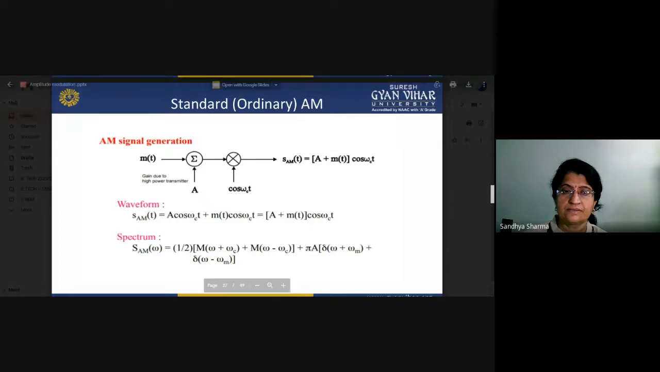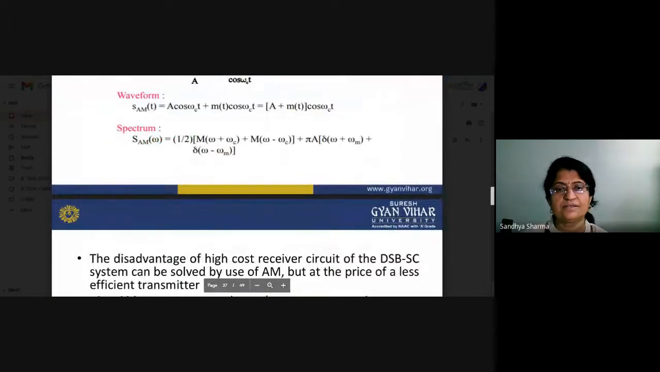This is the spectrum pattern. If you solve it, you get omega plus omega c and omega plus omega m. These are the two types of spectrum that are basically generated.